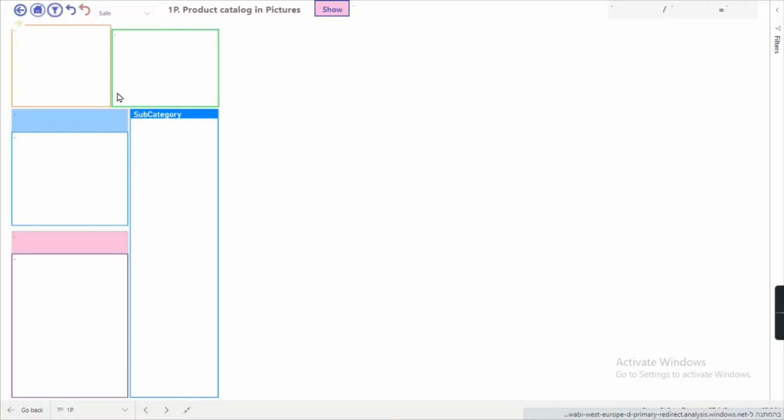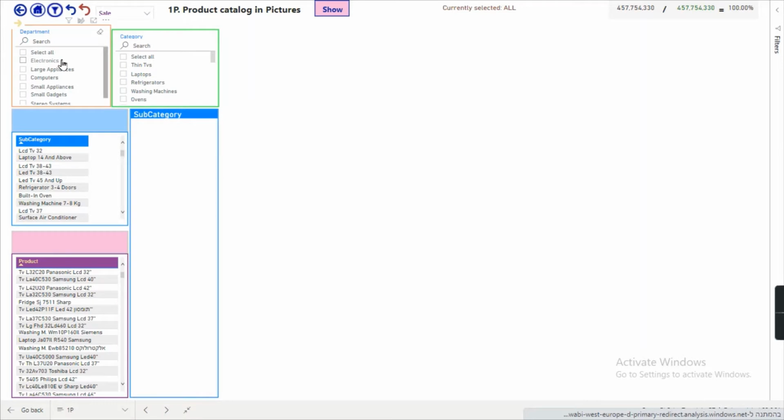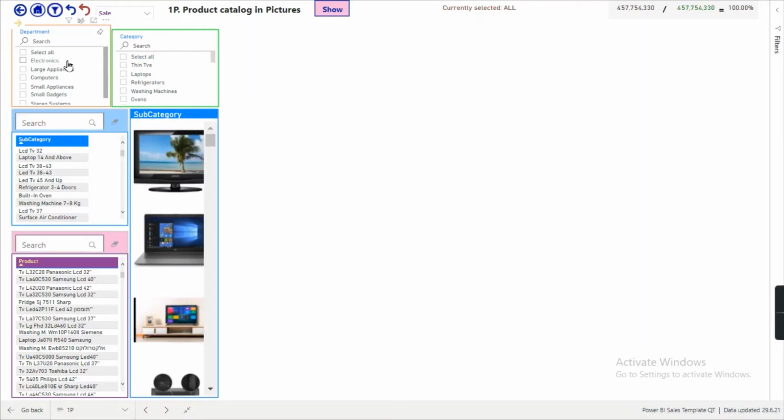First, we start from the catalog. We see departments, electronics, from the biggest to the smallest. It's sorted. Electronics is the first, large appliance the second, and computers the third.